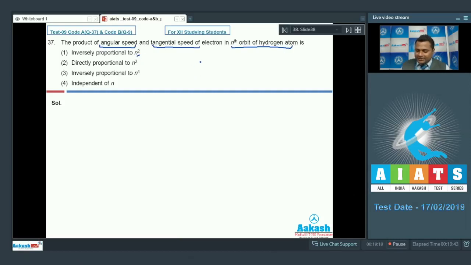We know very well that the radius of the nth orbit, Rn, is given by n square epsilon naught h square upon pi times m e square. Therefore we can say that R is proportional to n square, because the rest of the quantities are constant. Similarly, we know that the speed v of the nth orbit is given by e square divided by n times 2 epsilon naught h. Now if you see the expression you will find that v is inversely proportional to n.